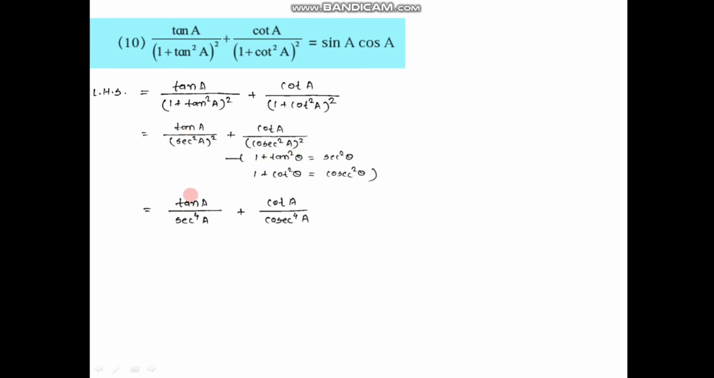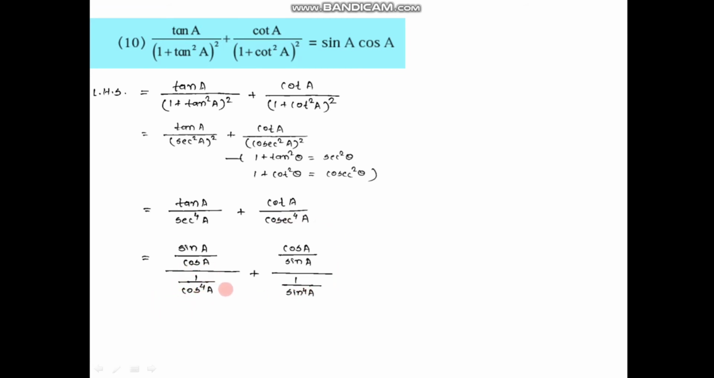In the next step, we have tan a divided by (sec square a) whole square, that is sec raised to 4a, plus cot a divided by cosec raised to 4a. Now in the next step, we substitute for tan a, that is sin a divided by cos a, divided by, instead of sec raised to 4a, we can write 1 divided by cos raised to 4a, plus instead of cot a, we can write cos a divided by sin a, divided by, instead of cosec raised to 4a, we can write 1 divided by sin raised to 4a, because cosec and sin are the reciprocals of each other.